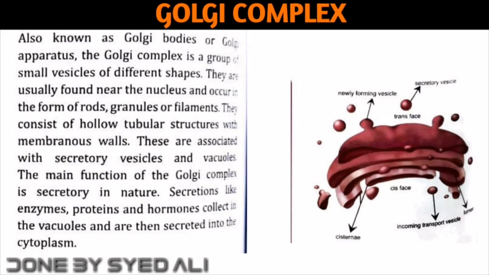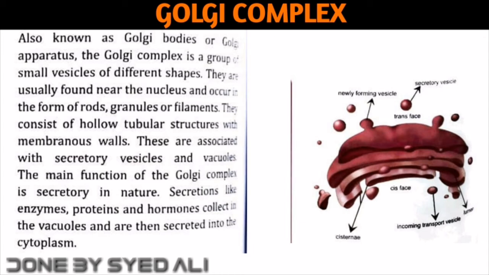Next, Golgi complex. Also known as Golgi bodies or Golgi apparatus, the Golgi complex is a group of small vessels of different shapes. They are usually found near the nucleus and occur in the form of rods. Granules or filaments. They consist of tubular structures with membranous walls. These are associated with secretory vessels and vacuoles. The main function of the Golgi complex is secretory in nature.